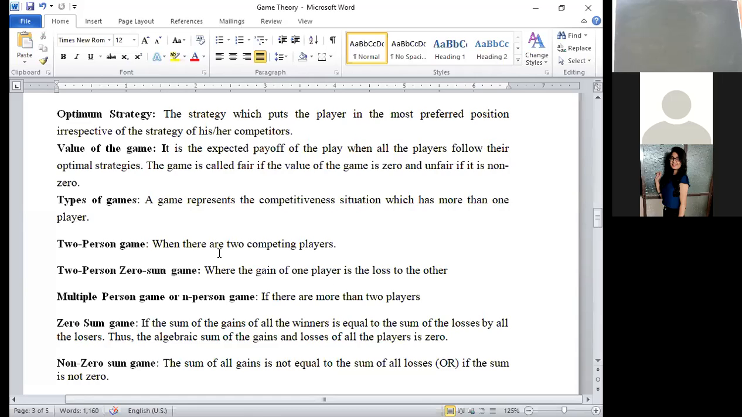Okay. Again, certainty is bifurcated into two types. One is non-competitive situation. Another one is competitive situation. Competitive situation is nothing but game theory. Again, competitive situation is bifurcated into two types, that is called pure strategy as well as mixed strategy. Pure strategy means the player opts, the player selects the particular strategy, that means particular course of action.